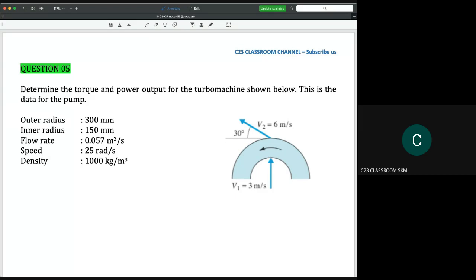Assalamualaikum and good afternoon. So today we will see a few questions regarding centrifugal pump. So we go for question number 5.